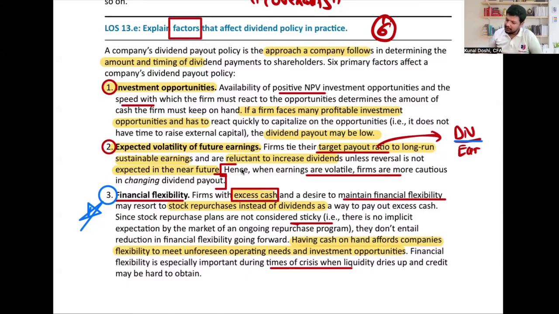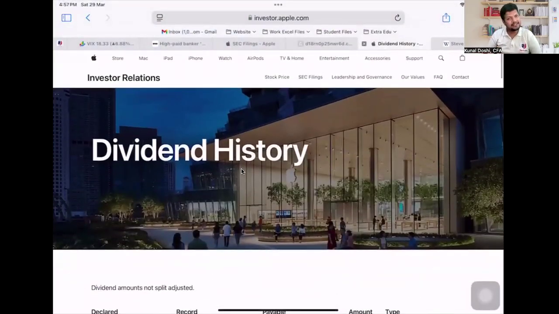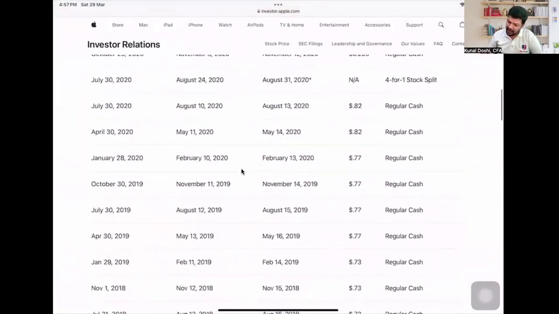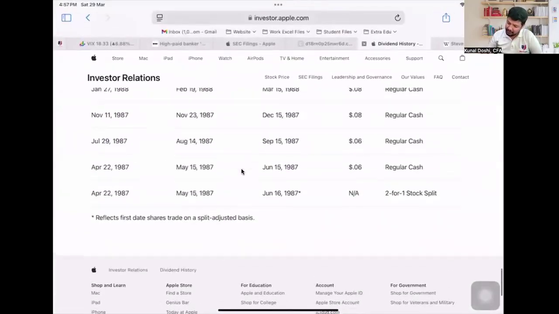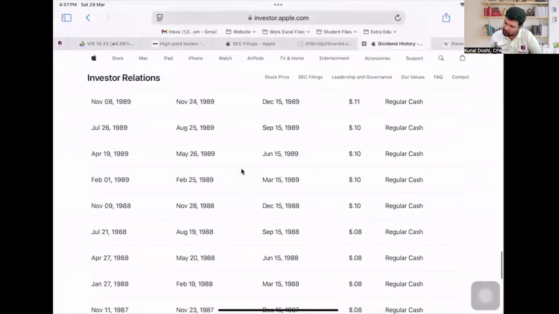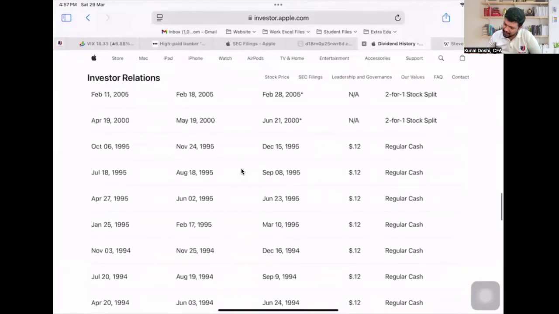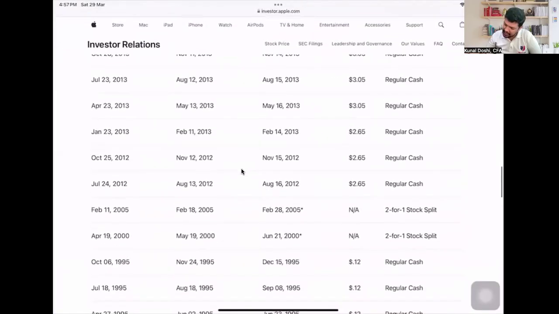Well, let me show you something interesting. This is Apple's dividend history. Is it visible? Check. Apple's dividend history. Yes, so I've pulled out the data of Apple right from the beginning, for very long. You will see regular cash, regular cash, regular cash. Every year Apple has been paying regular cash.